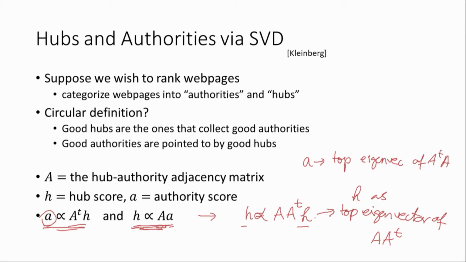Another way of saying it is that small a would be the right singular vector of capital A, the topmost one, and small h would be the topmost left singular vector of capital A. Okay, so that's one way of looking at it.